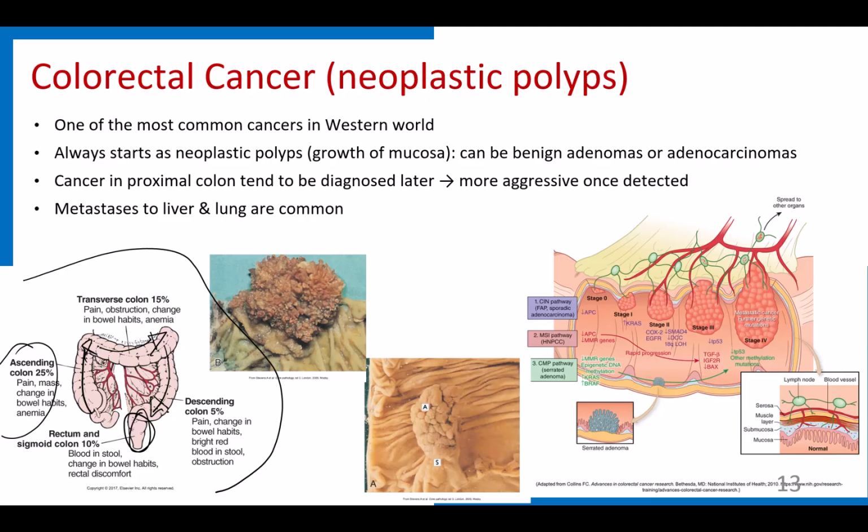It starts off as neoplastic polyps, so a growth of the mucosa, and the closer to the proximal part of the colon the cancer is, the later it tends to be diagnosed. And so once it's diagnosed later, you know that the complications increase and the prognosis becomes more serious, right?